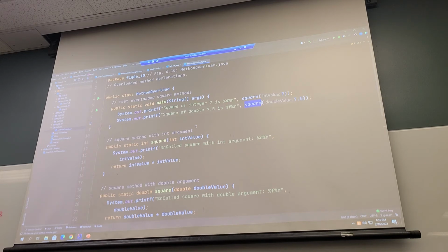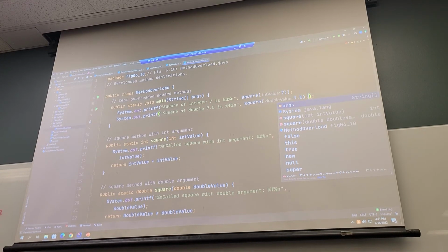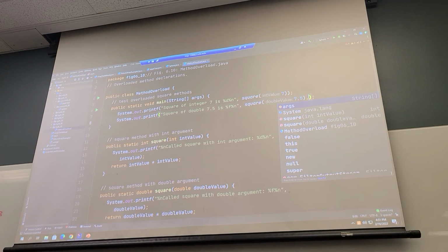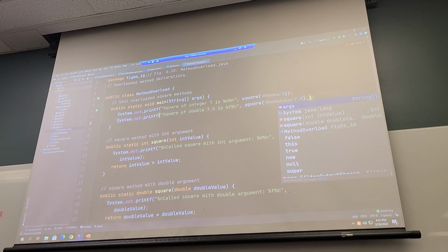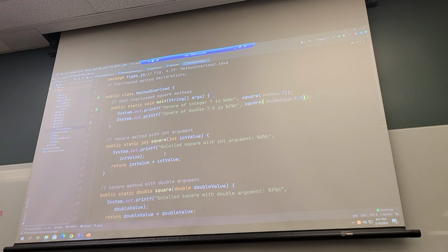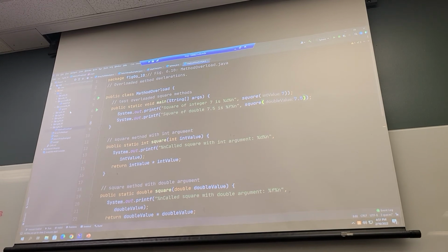Understand? See that? When I put comma and control space, they're going to list what are the options. Did you see two square there? In the list, square. Both look the same. Then you say, first one is taking integer, second one is taking double, and first one is returning integer. See the right side column is int, double. So pick which one you want. That's the question. That's it. So it looks like we've covered everything.